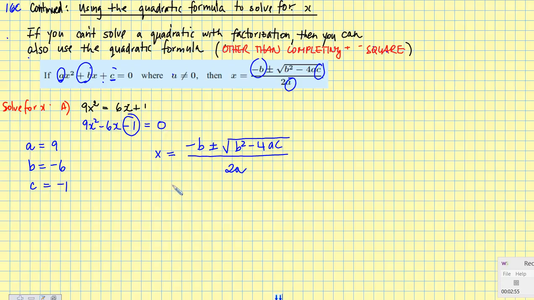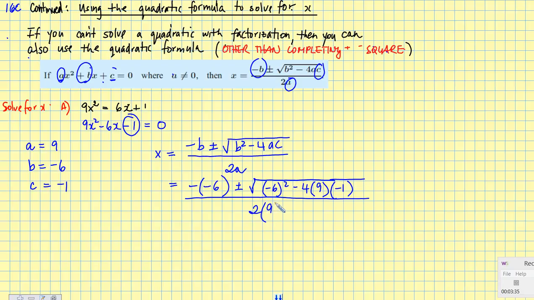Okay, so we'll start off by replacing in negative 6 for b. So because it's a negative 6, and because it's a negative b, this will go to negative negative 6 plus or minus the square root of negative 6 squared minus 4 times a, which is 9, times our value of c, which is negative 1, and we divide that all by 2 times the value of a, which is 9. Now, the only thing left for us to do is just to solve for this.